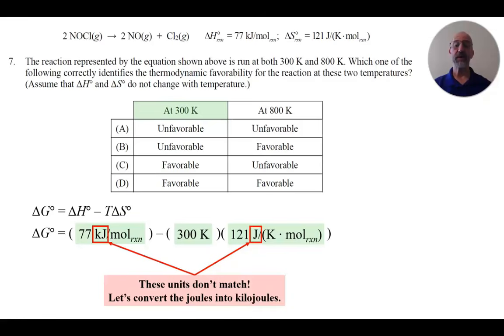I'm going to convert the joules into kilojoules. And you probably already know that there are 1,000 joules for every 1 kilojoule. So here is my conversion factor to take 121 joules per Kelvin mole of reaction. And here's my conversion factor with 1 kilojoule on top, 1,000 joules on the bottom, which means I will be dividing by 1,000. So 121 divided by 1,000 is 0.121 kilojoules per Kelvin mole of reaction.